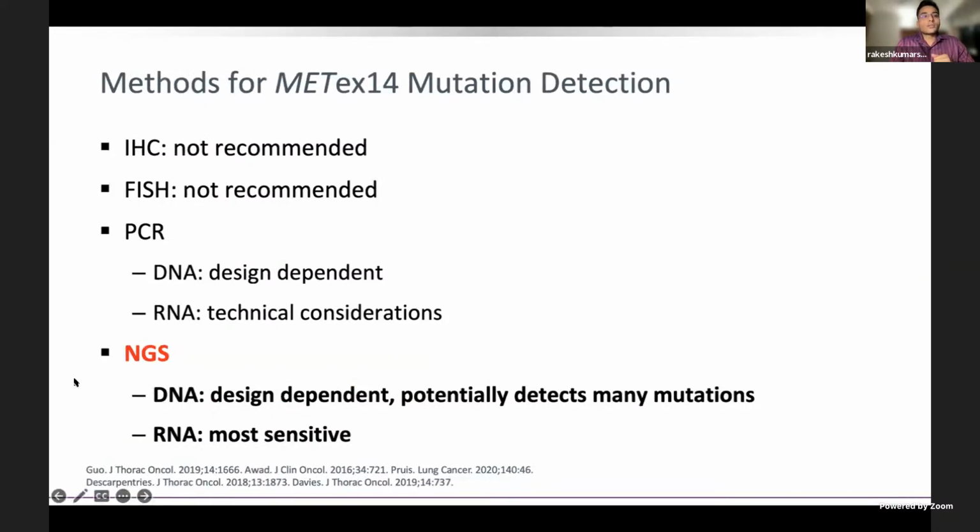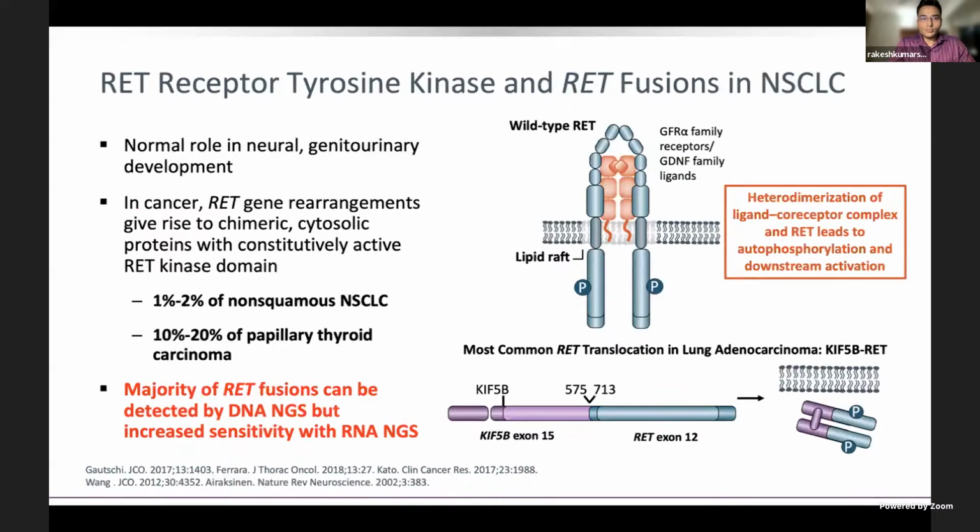So IHC, FISH for detection of MET exon 14 mutations are not recommended. DNA-based PCR and DNA-based NGS are easily available, but they can miss this mutation. It has to be tested with RNA-based NGS, as it is most sensitive for this mutation.